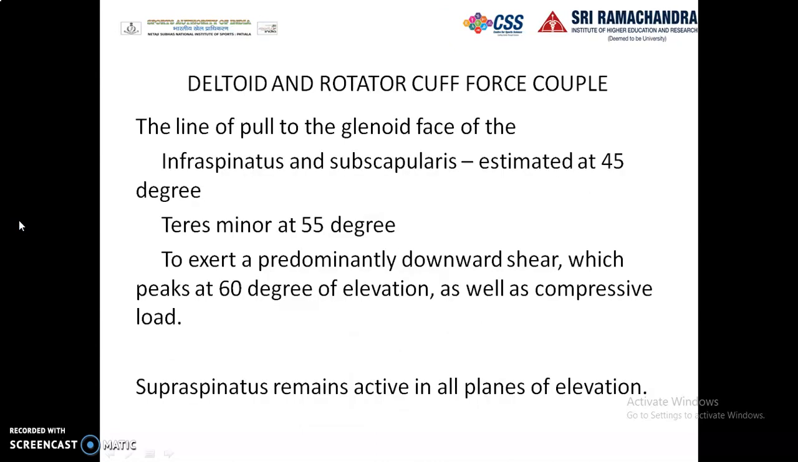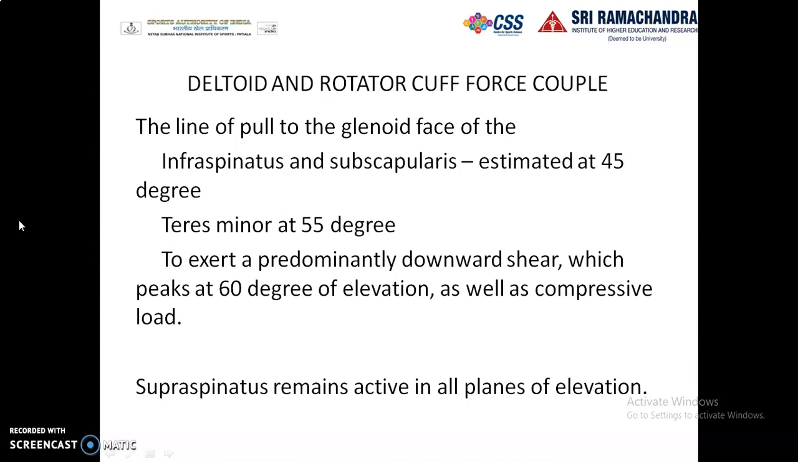When you talk about the deltoid and rotator cuff force couple, the line of pull to the glenoid face of the infraspinatus and subscapularis is estimated at 45 degrees. And the teres minor is still up to 55 degrees, exerting a predominantly downward shear, which peaks at 60 degrees of elevation, as well as a compressive load. Moreover, the important point to be noted is that the supraspinatus remains active in all planes of elevation. That is one of the most significant facts to be remembered forever.